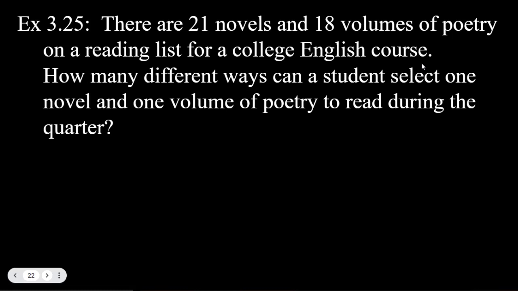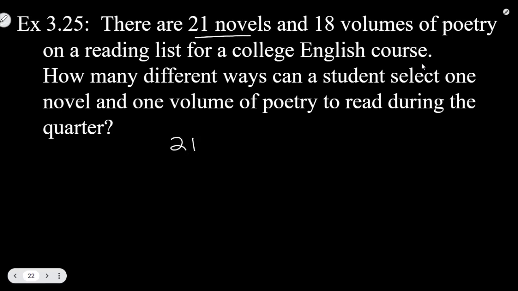Example 3.25. There are 21 novels and 18 volumes of poetry on a reading list for a college English course. How many different ways can a student select one novel and one volume of poetry to read during the quarter? Again, same principle here: 21 different novels to choose from times the 18 different volumes of poetry to choose from, and we're going to multiply those together. 21 times 18 will give us 378 different combinations of books and poetry that we could choose for that quarter of reading.